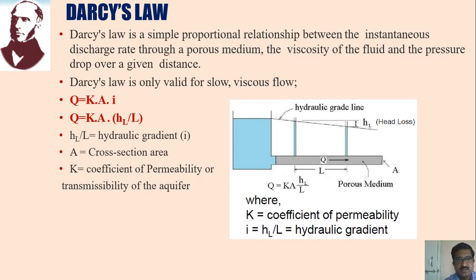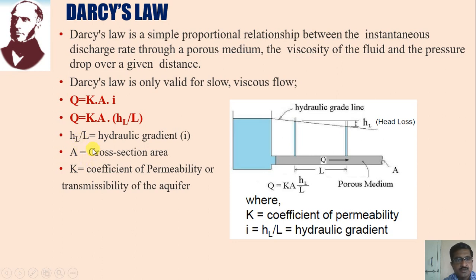Darcy's law is a simple proportional relationship between the instantaneous discharge rate through a porous medium, the viscosity of the fluid and the pressure drop over a given distance. Darcy's law is only valid for slow or viscous flow. Here you can see Q is equal to K into A into I, where I, the hydraulic gradient, can be represented by HL by L.